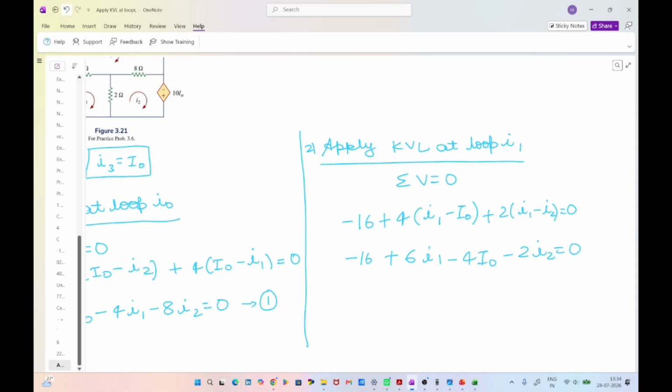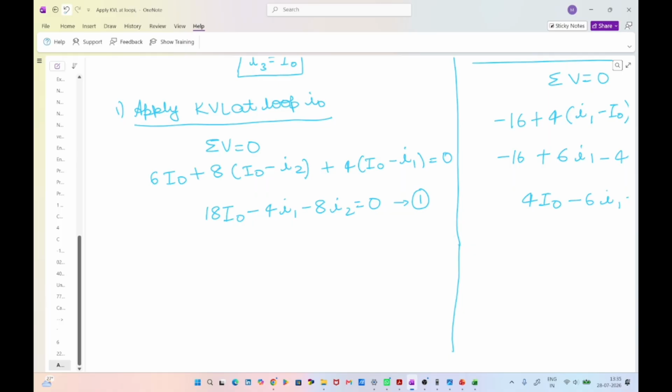Let us move 6 I1 minus 4 I naught minus 2 I2 to this side. That will become 4 I naught minus 6 I1 plus 2 I2 is equal to minus 16. Let us consider this as equation 2.